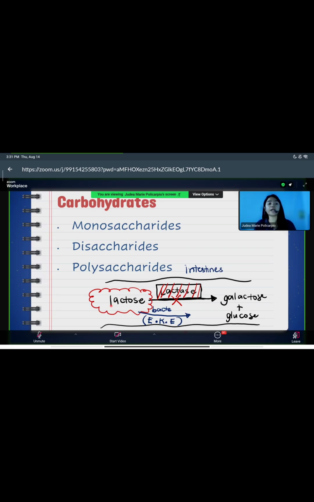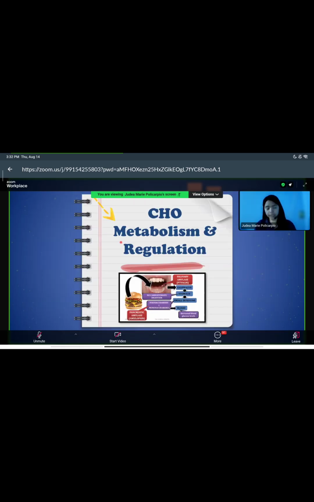So this time, pag-usapan natin ang tinatawag na carbohydrate regulation, carbohydrate metabolism. Paano ginagamit ng katawan natin yung mga tinapay, yung mga kanin na kinakain natin? How do we actually consume? How do we actually metabolize and regulate na rin the carbohydrate inside the body? Okay, so this time, pag-usapan natin carbohydrate metabolism and regulation.